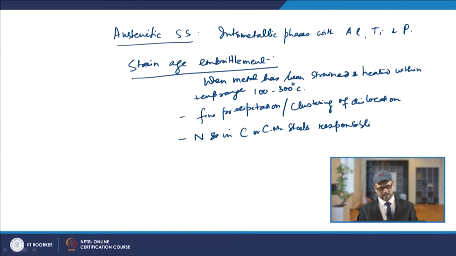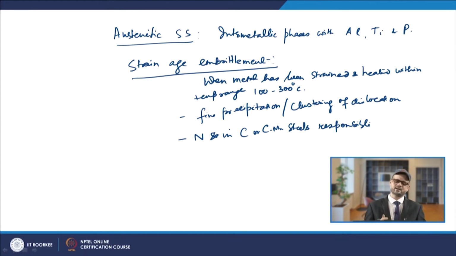Because of that the ductility is reduced. The particles which are responsible are carbonitrides or nitrides. So, this strain age embrittlement is important to be kept in mind, because you have to avoid heating in that process.